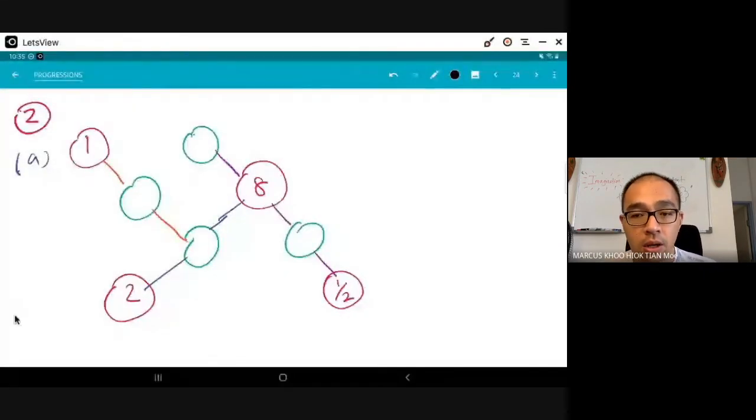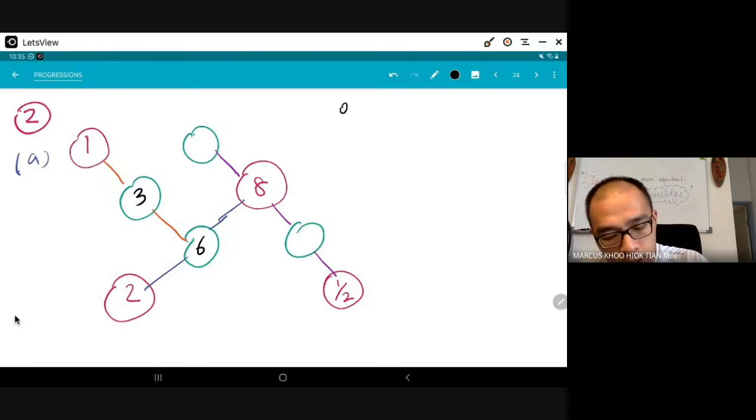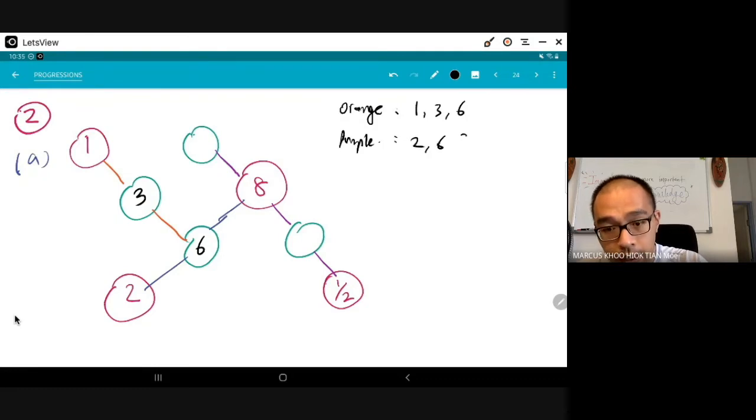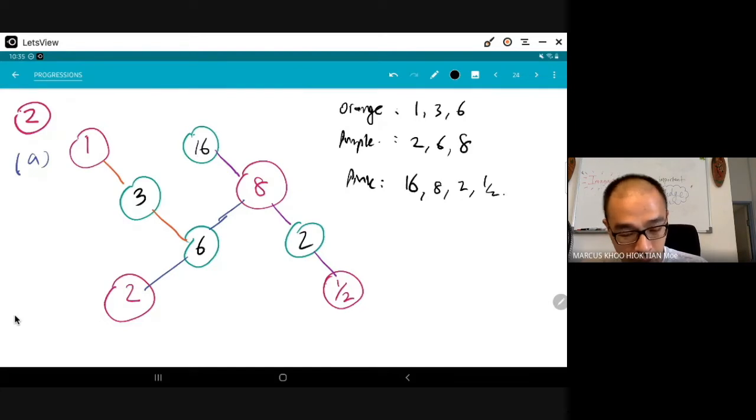Okay, he said the orange one is 136. Okay, 136. So orange is 136. Purple is 268. Pink is 16, 8, 2, and 1 over 2. Okay, 16, 8, 2, 1 over 2. Okay, first of all, I think this is correct.